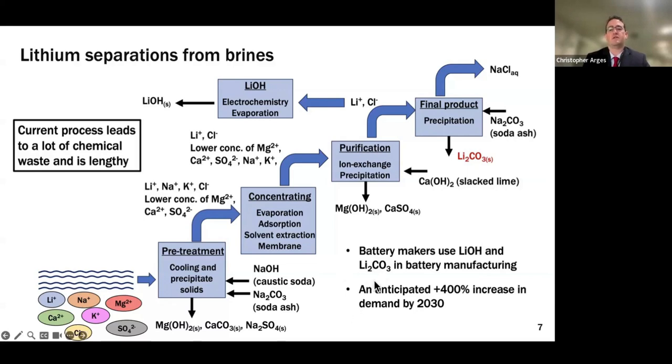But lithium, as you can imagine, is extremely important. It's a 400% increase expected within the next 5 to 6 years. And what we'll be showing later today is how we make lithium hydroxide, which is the preferred precursor that battery manufacturers want to use for making battery materials. The alternative is lithium carbonate, but there's more lithium per mass in lithium hydroxide than lithium carbonate.